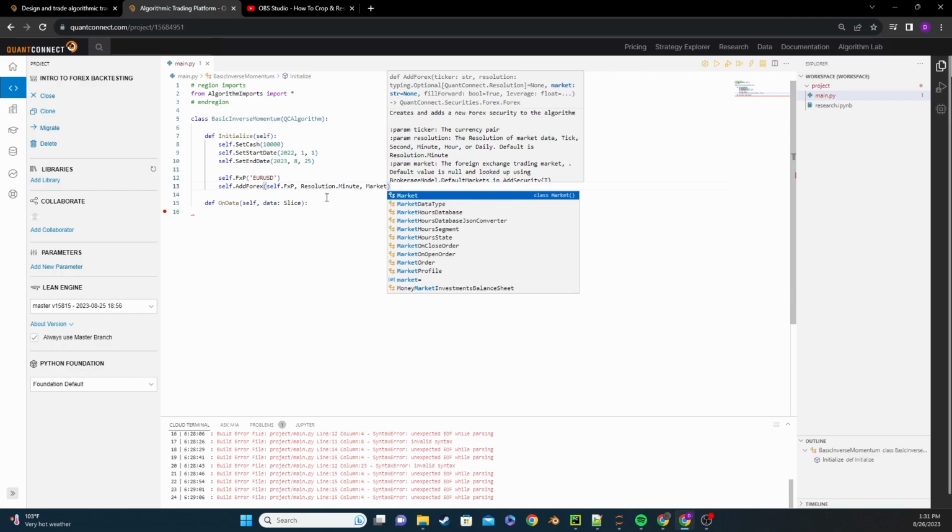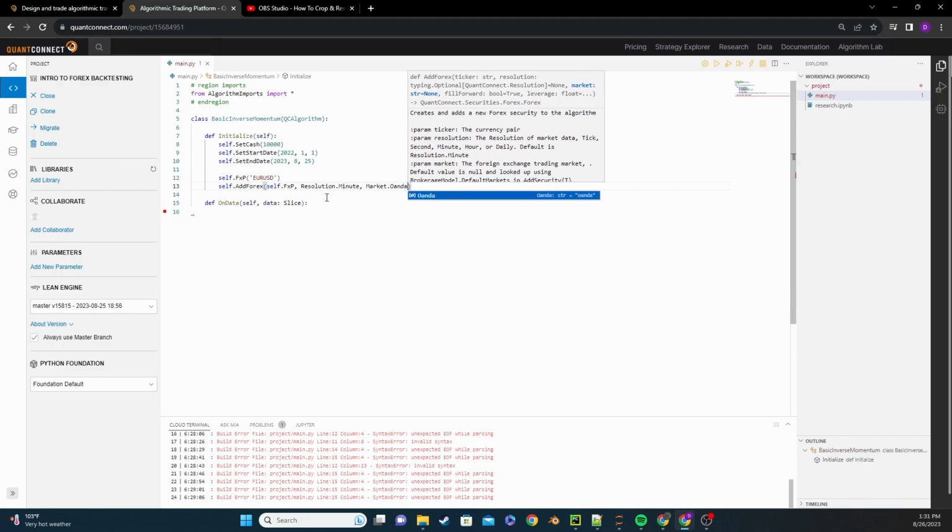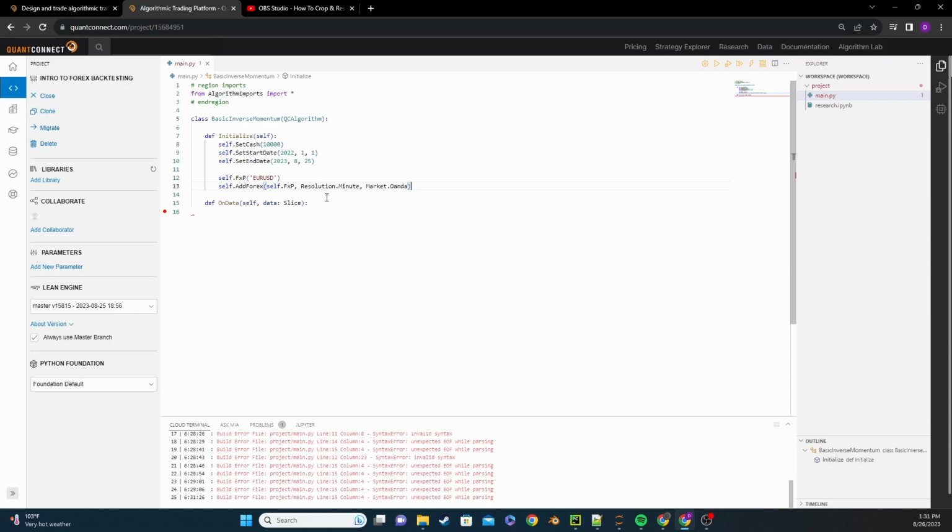So if I put, let's just say, market.oanda, Oanda is a regulated Forex broker within the United States. It means I'm going to be trading with Oanda. And luckily for us, Oanda actually does have a partnership with QuantConnect where you can connect your demo account or live account directly to QuantConnect via an API and run these algorithms there. So it's a great data source to use for this. Anyways, so we're doing market Oanda.